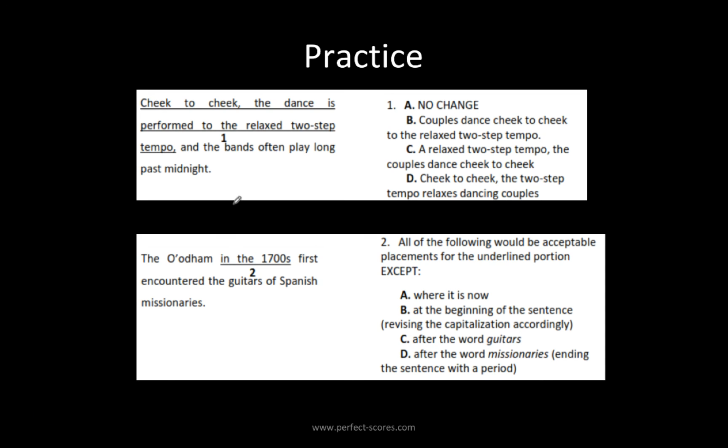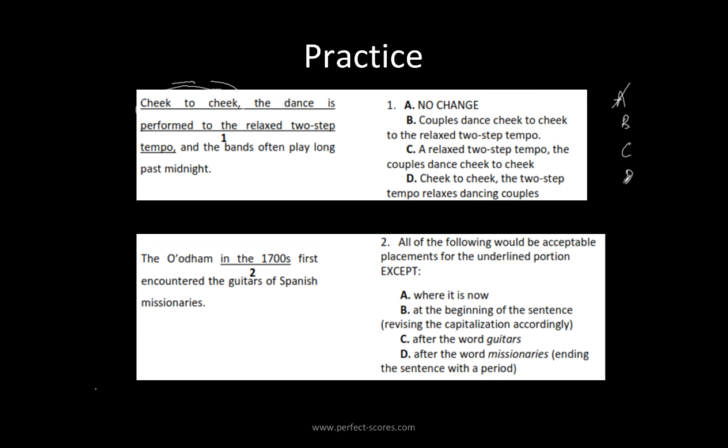Let's try the first one. It says, "Cheek to cheek, the dance is performed to the relaxed two-step tempo, and the bands often play long past midnight." Let's look at the original option. It says "cheek to cheek." Now clearly "cheek to cheek" is the modifier. Now the dance is not cheek to cheek. It's the people who are dancing cheek to cheek. So definitely A is gone.